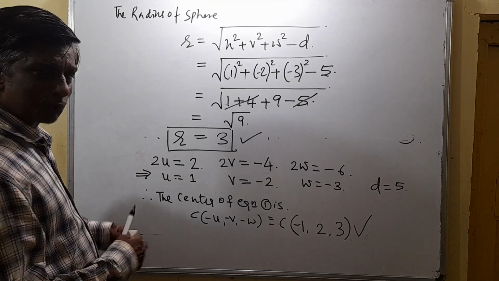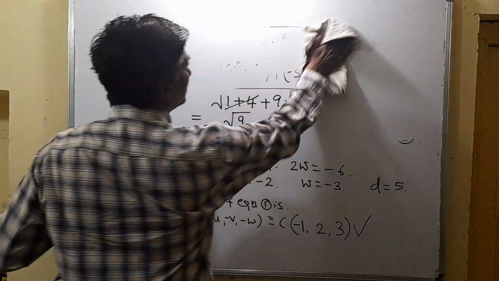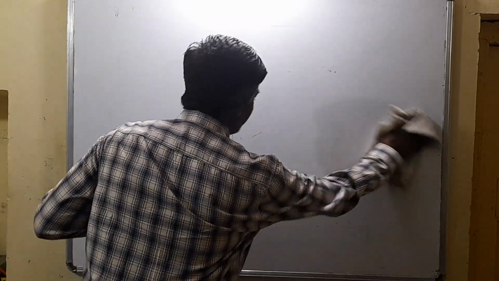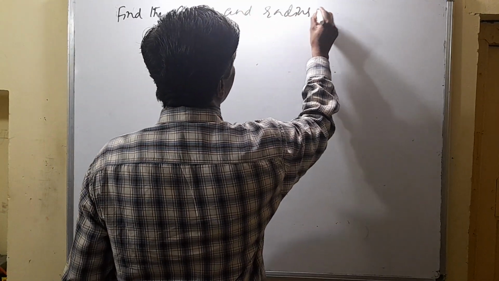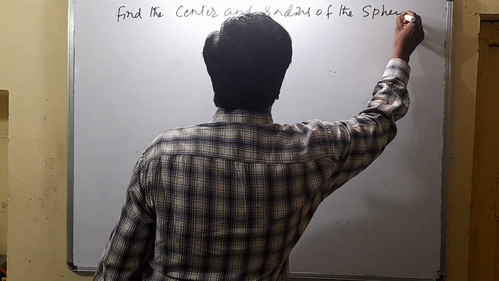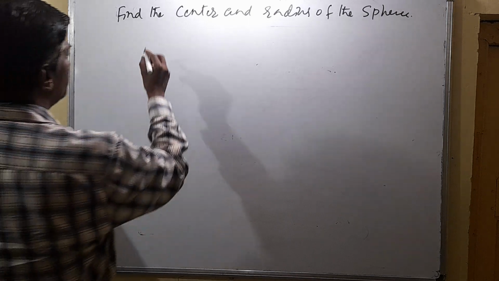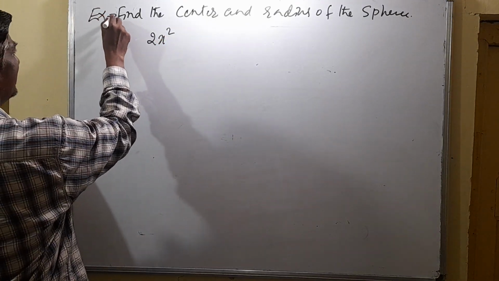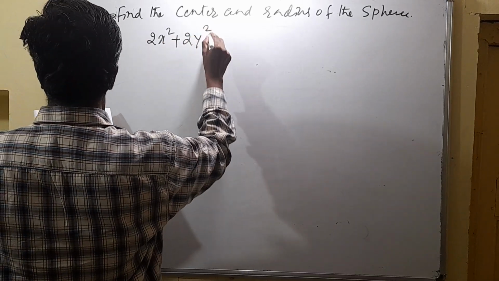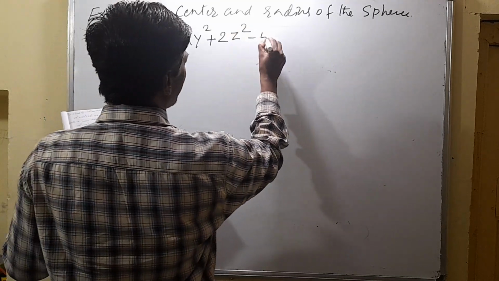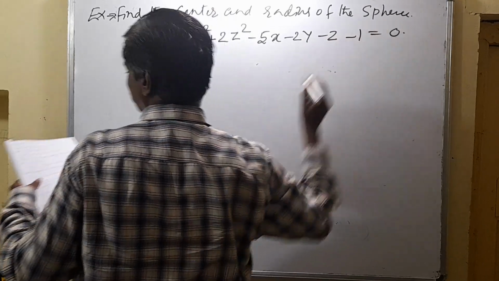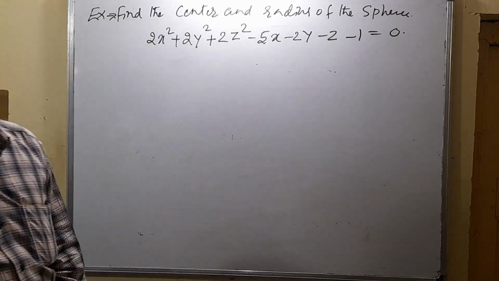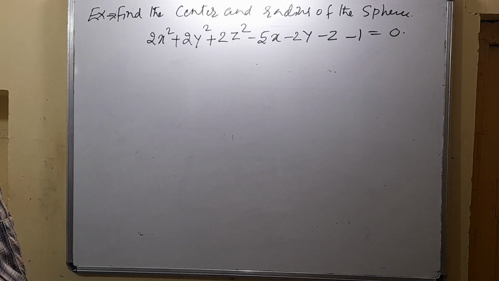Then I will solve one more problem of a different type. Find the center and radius of the sphere. I will give the sphere 2x square plus 2y square plus 2z square minus 5x minus 2y minus z minus 1 equal to 0. It is an example. Is it right? We have to find the center and radius.